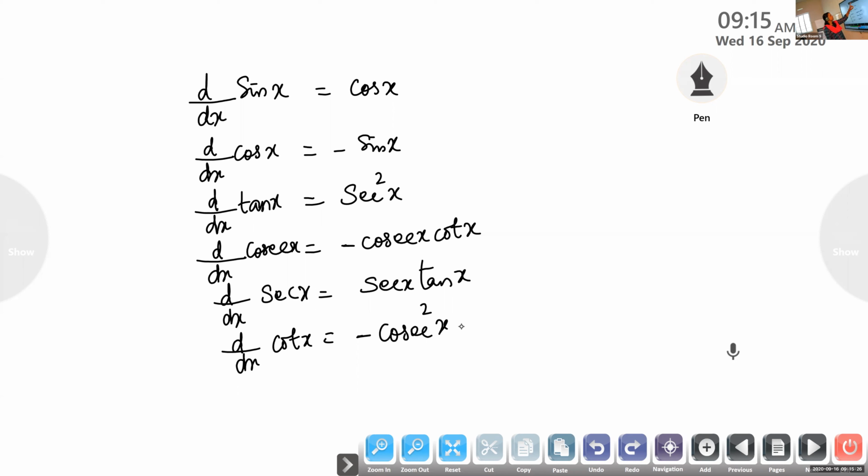Derivative of sin x is cos x. Derivative of cos x is minus sin x. Tan x, sec squared x. Cosec x, minus cosec x cot x. Sec x tan x. Cot x, minus cosec squared x.